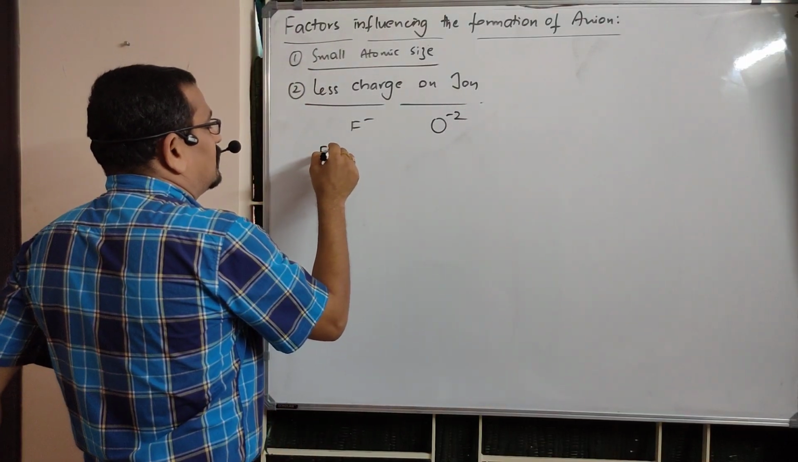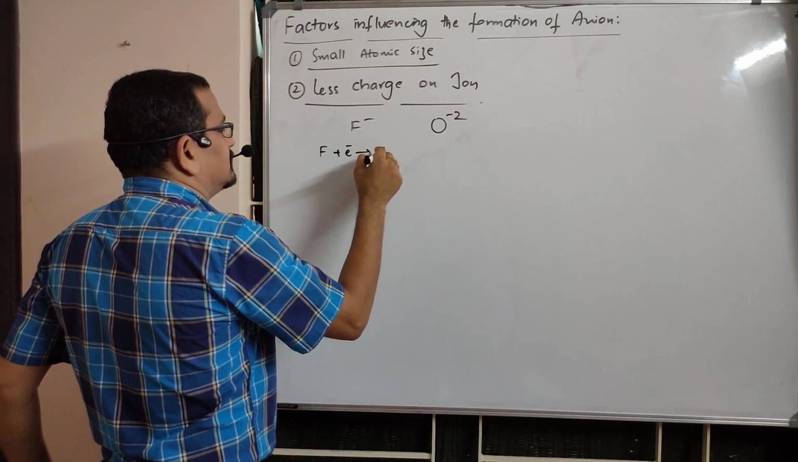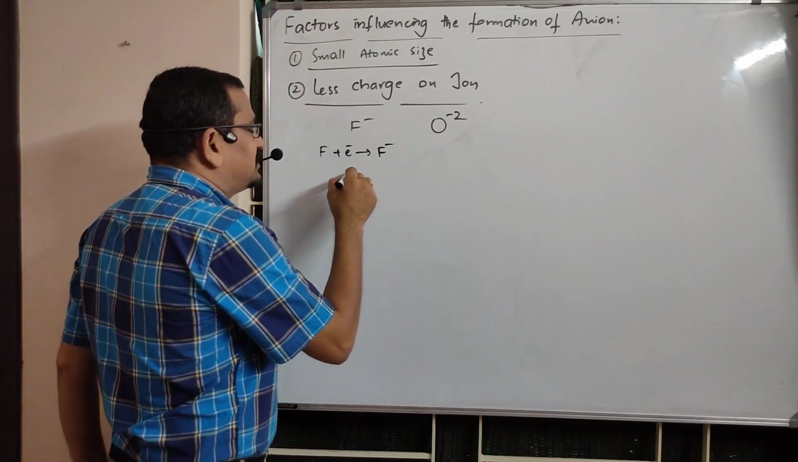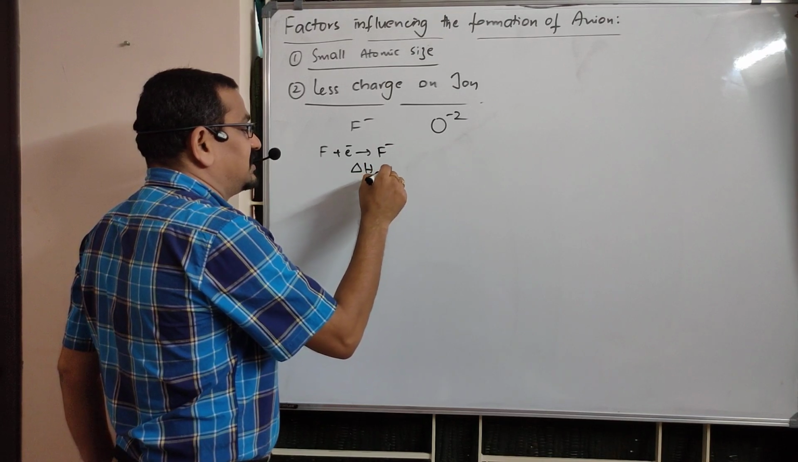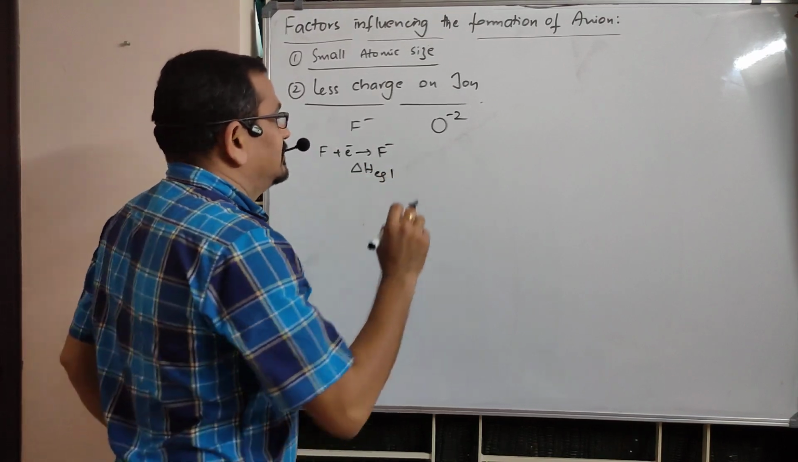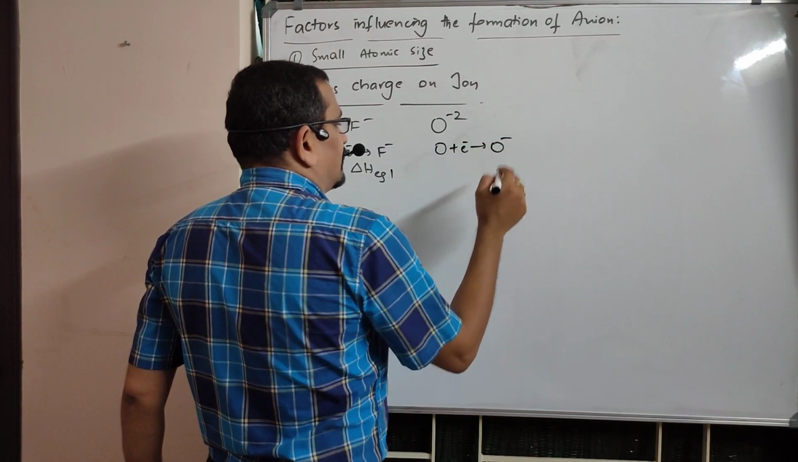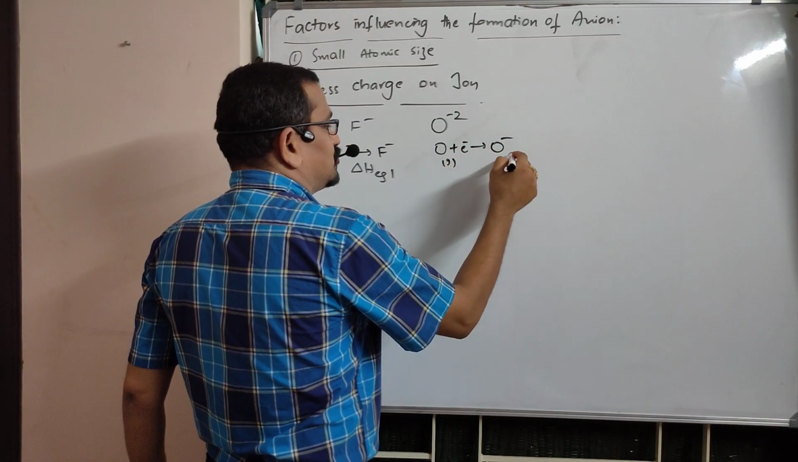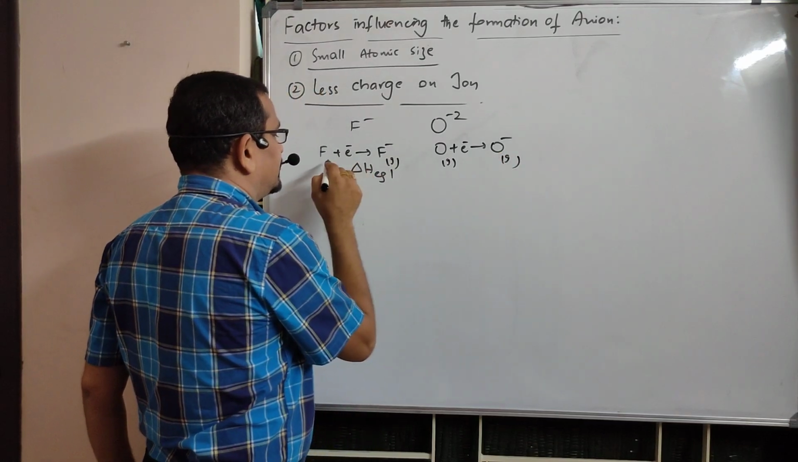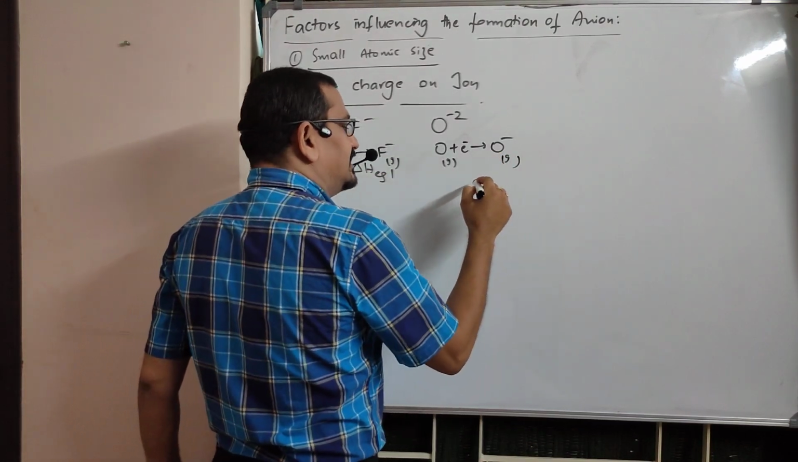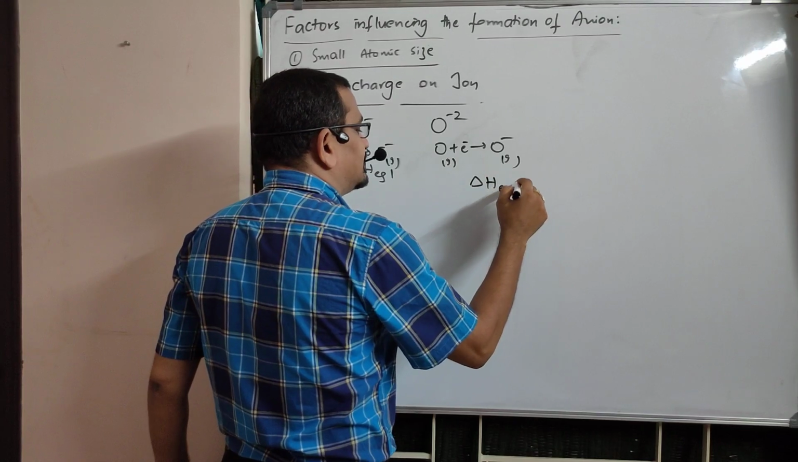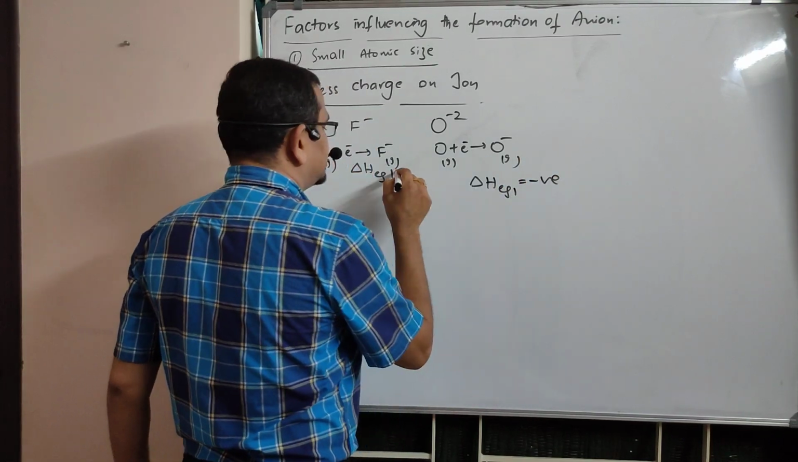So when fluorine is added with an electron to generate F minus, the energy released is called the first electron gain enthalpy. Even for oxygen, when an electron is added to give O minus, gaseous, of course, they should be in gaseous form. They should be gaseous ions and atoms, right? Here also, the first electron gain enthalpy is released. Energy is released.